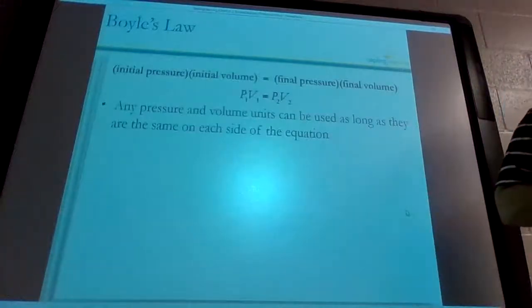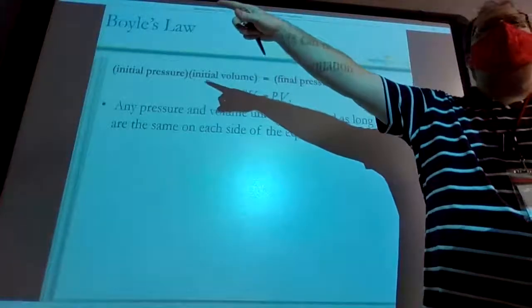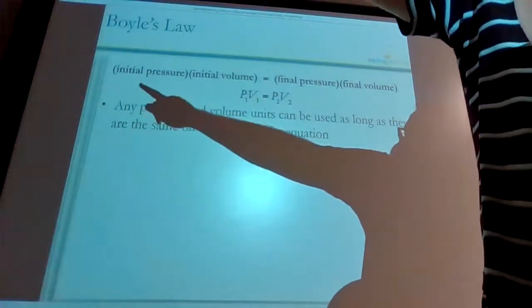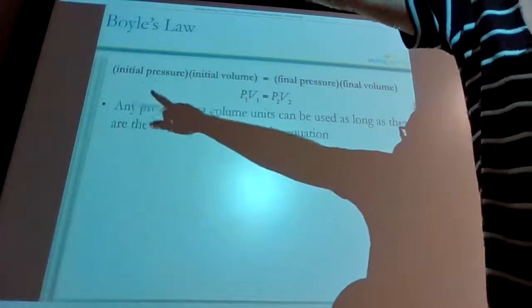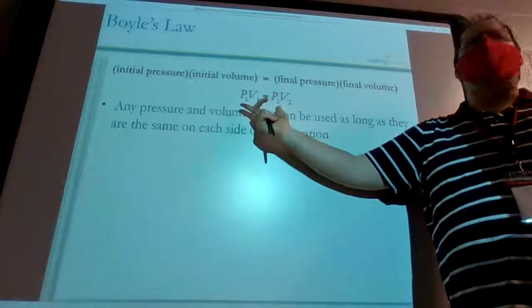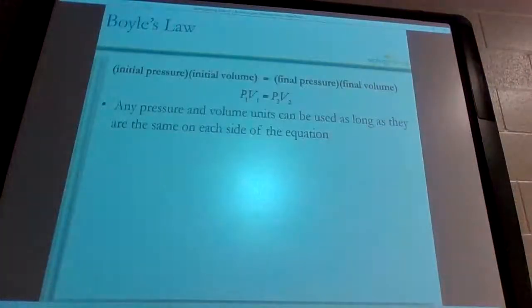So here's our formula. Like I said, it's the same as we have up there on the combined gas law. P1V1 over N1T1 equals P2V2 over N2T2. But I've gotten rid of the moles and temperature because I don't need them. And so this is my new formula for Boyle's law. It's P1V1 equals P2V2.